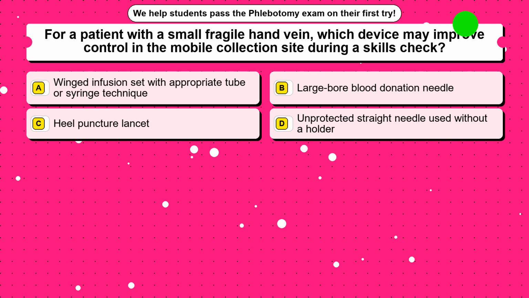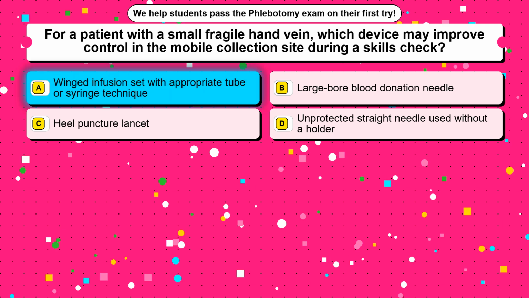Question 24. For a patient with a small fragile hand vein, which device may improve control in the mobile collection site during a skills check? Option A. Winged infusion set with appropriate tube or syringe technique. Option B. Large bore blood donation needle. Option C. Heel puncture lancet. Option D. Unprotected straight needle used without a holder.